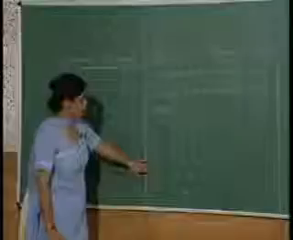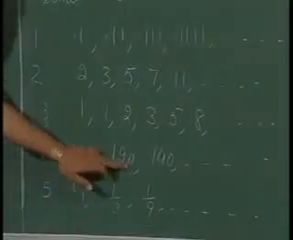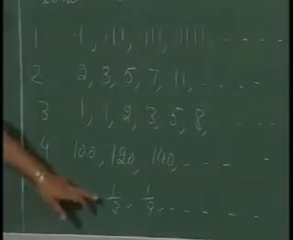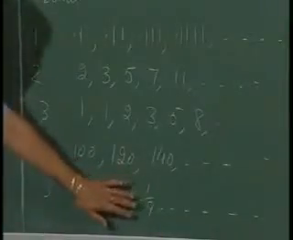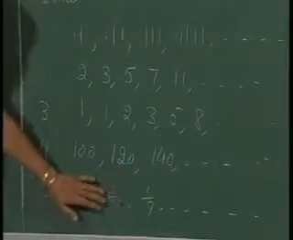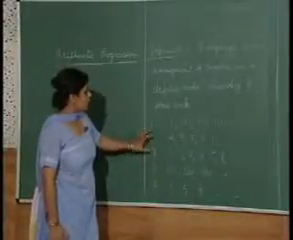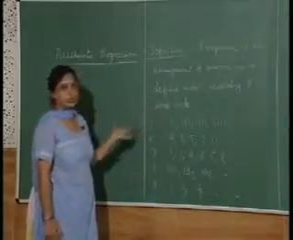In the fourth sequence, each term is increasing by 20 from the previous term. And in the fifth, the consecutive terms are the multiplication of the previous term by 1 by 3. So all these sequences have a certain inbuilt rule by which we can write down the next terms.